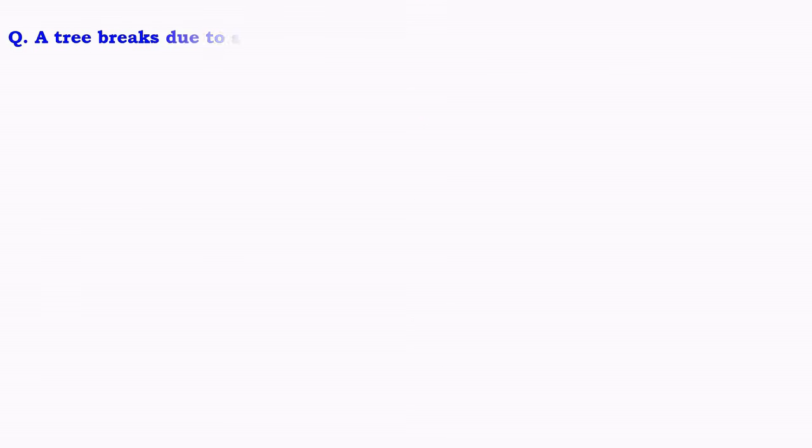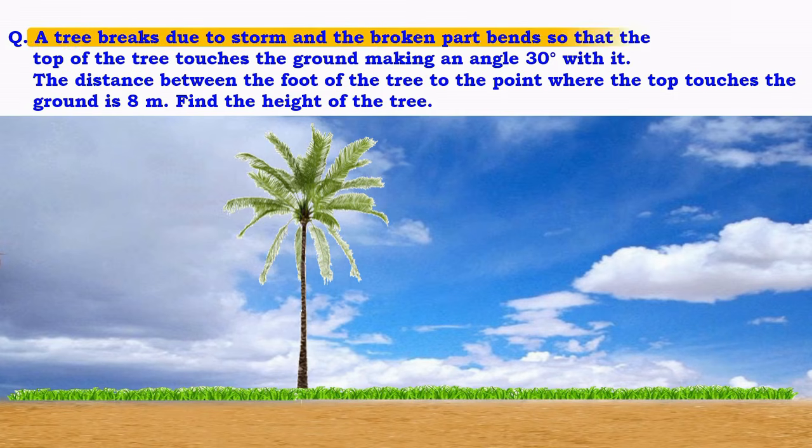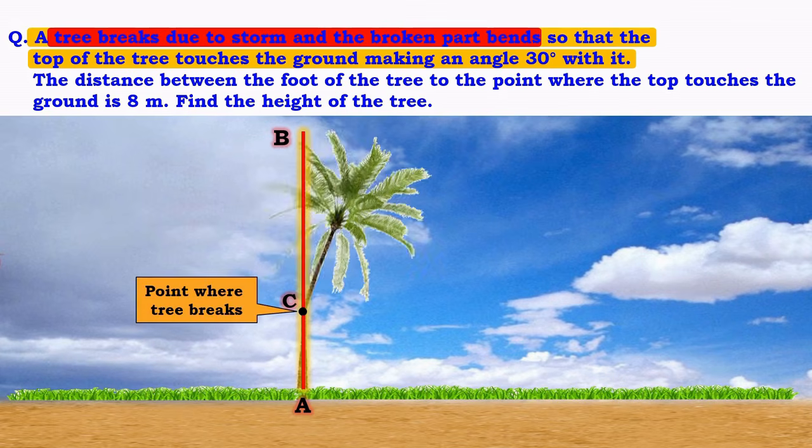Let us take the next question. A tree breaks due to a storm, and the broken part bends so that the top of the tree touches the ground, making an angle of 30 degrees with it. The distance between the foot of the tree and the point where the top touches the ground is 8 meters. We have to find the height of the tree. Let us understand the figure. Here, A is the foot of the tree and C is the point where the tree breaks.